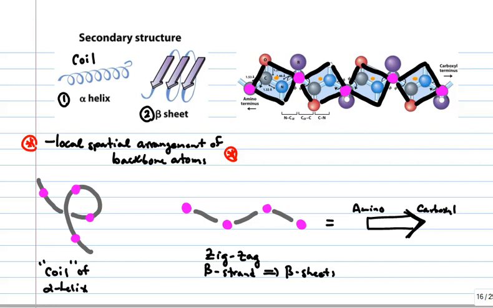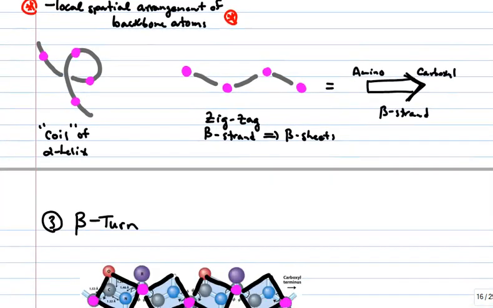So look up here. Here's a beta sheet. You've got 3 beta strands. And so this right here, one arrow is one beta strand. And to get a beta sheet, you need 2 or more beta strands, or 2 or more arrows. All right. That's two types of secondary structure. Think about the spatial arrangement of alpha carbons. Coil, zigzag. There's one more, and it's just called a beta turn.